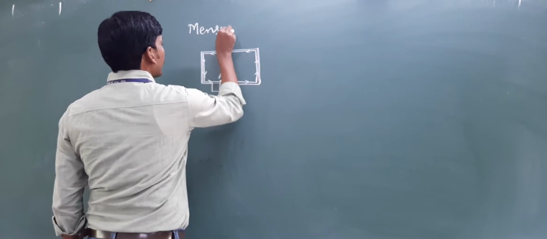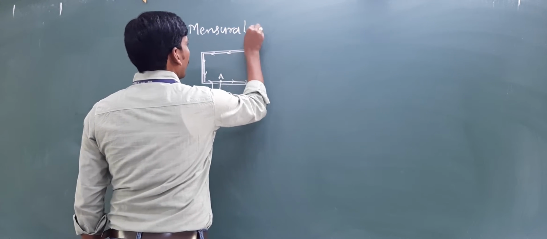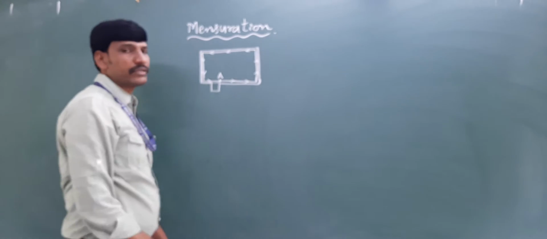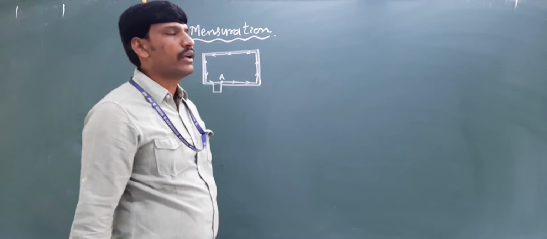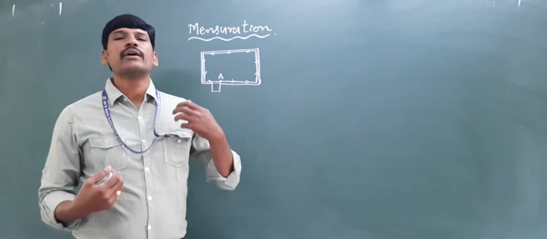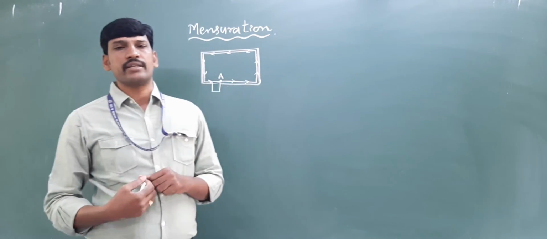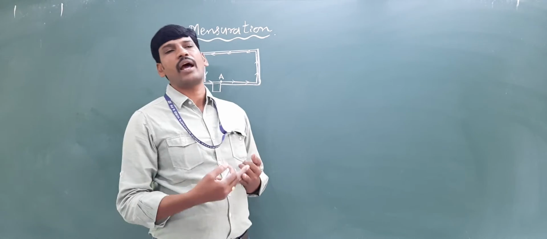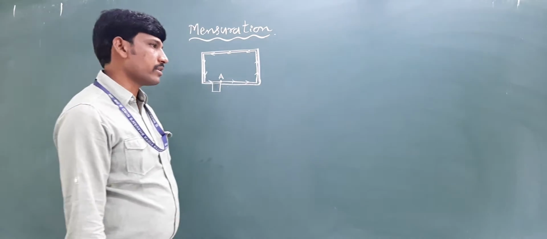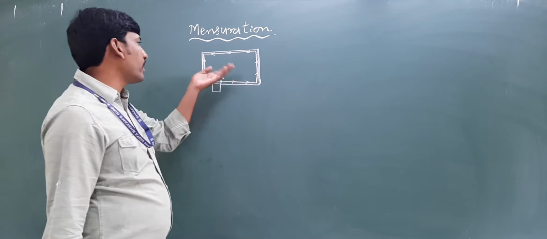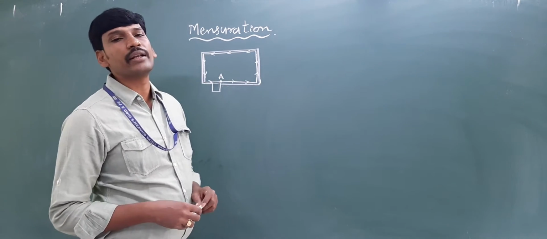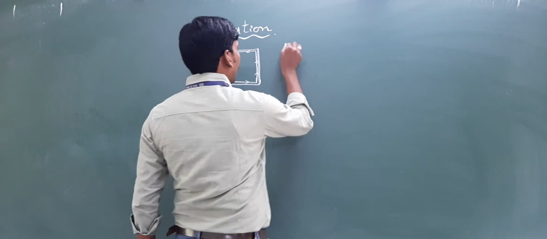Today our topic is mensuration. What is called mensuration? Mensuration is nothing but calculating the perimeter and the area of given two-dimensional figures. It may be a square, a rectangle, or a triangle also. So the first topic we are going to discuss here is perimeter.